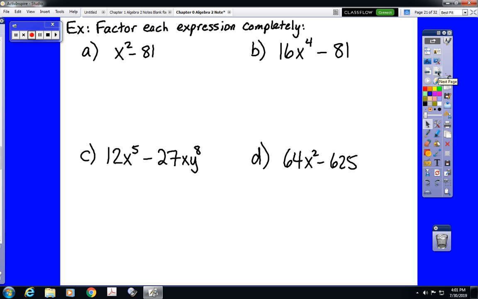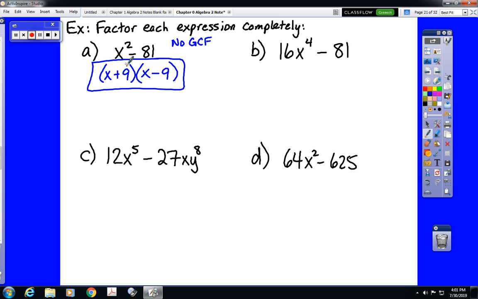On the first one, we don't have a GCF, so there's no GCF to worry about, so we skip that step. And then we go, okay, well, square root of x squared is x plus or minus 9. Now notice how we're done. It's pretty simple.